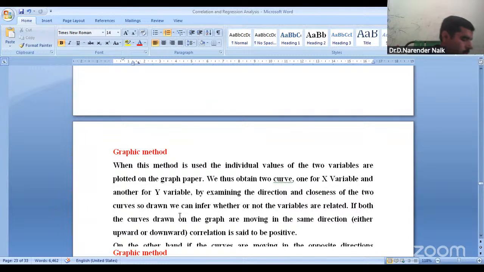Then next over here, the next method is the graphic method.